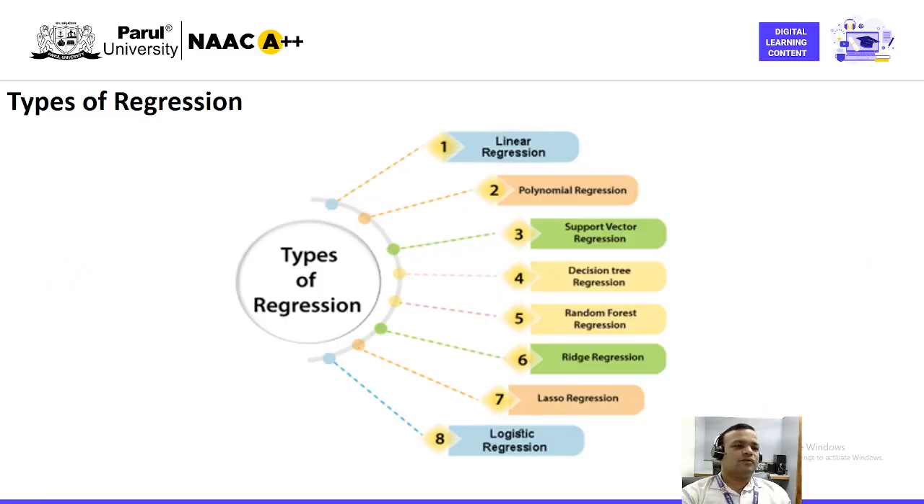Types of regression. There are some types of regression. First one is linear regression, then polynomial regression, support vector regression, decision tree regression, random forest regression, ridge regression, lasso regression, and logistic regression. So these are the basic regression types.